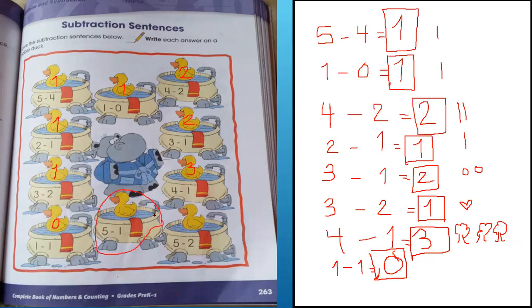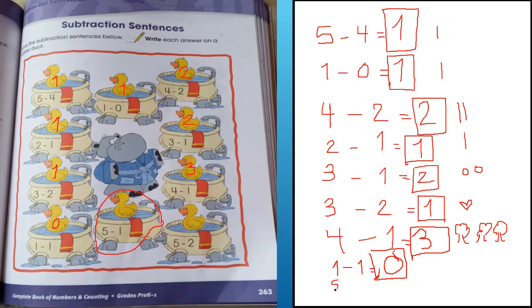Y no tenemos que hacer el zero. Yes. Look. ¿En dónde? Okay, in both of them, in the notebook and in the book. Yes, in the notebook and also in the book. Okay, very good. So, let's continue with the next one.